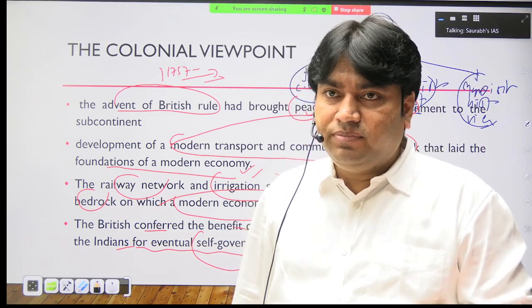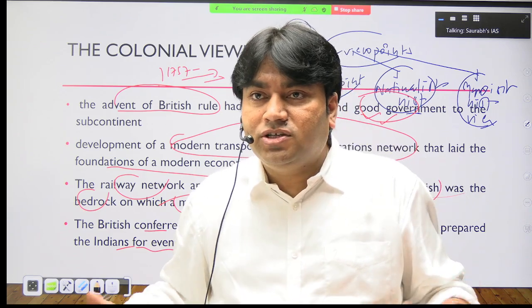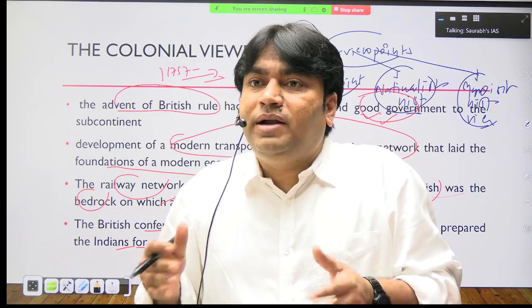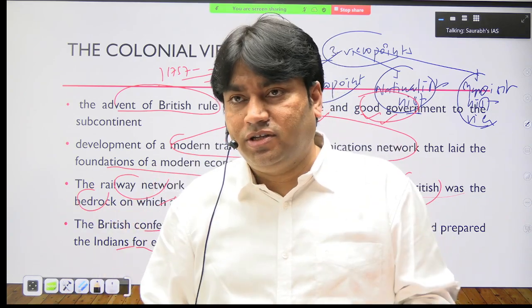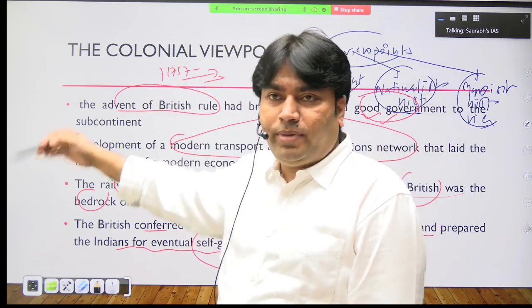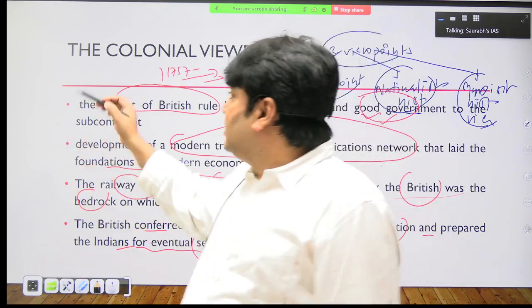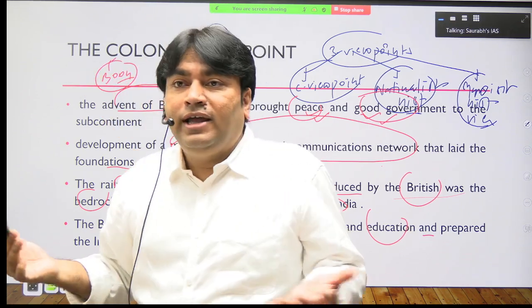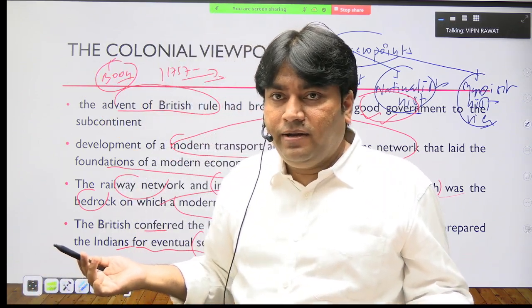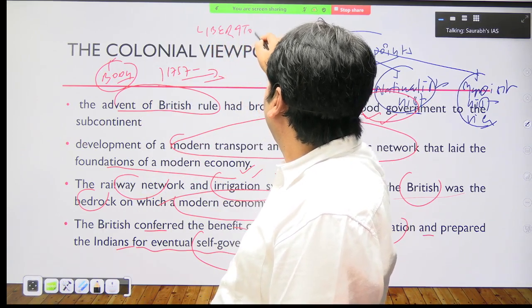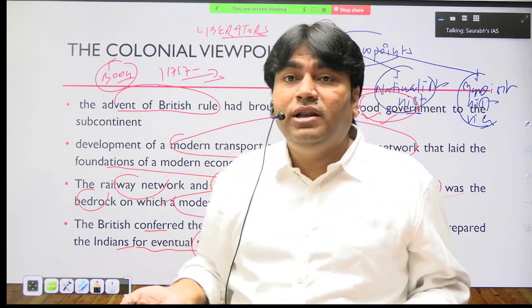In 1947 India became independent. Okay, elections were there, constitution development was there. All this happened because we prepared Indians for this. We prepared the Indians. It means what is the gist of this topic? That the colonial viewpoint considers that colonial rule in India was a boon for Indians, right? The British here in India were liberators. What were the British? They were the liberators.